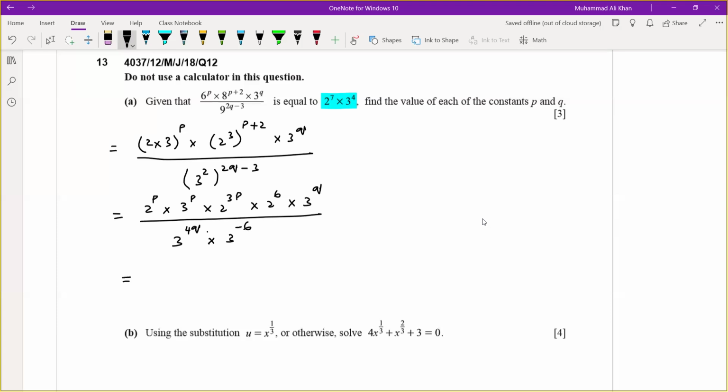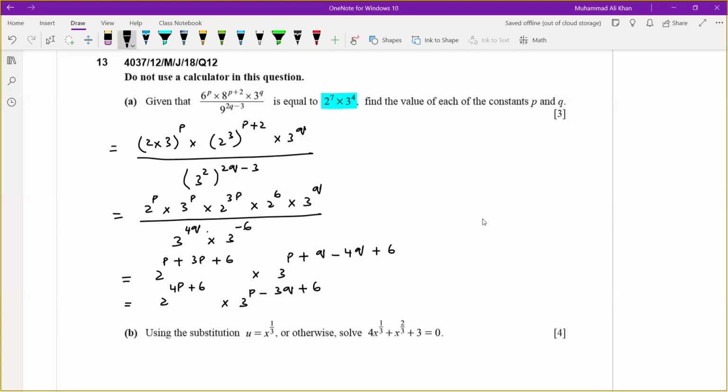अब आइए तमाम 2 को एक साथ लिख रहा हूं मैं. 2 power p, 2 power 3p and 2 power 6. तमाम 3 को एक साथ लिख रहा हूं मैं. 3 power p, 3 power q और ये जब power 4q ऊपर जाएगा तो minus 4q और minus 6 जब ऊपर जाएगा तो plus 6. So it will be 2 power 4p plus 6 multiplied by 3 power p minus 3q plus 6.